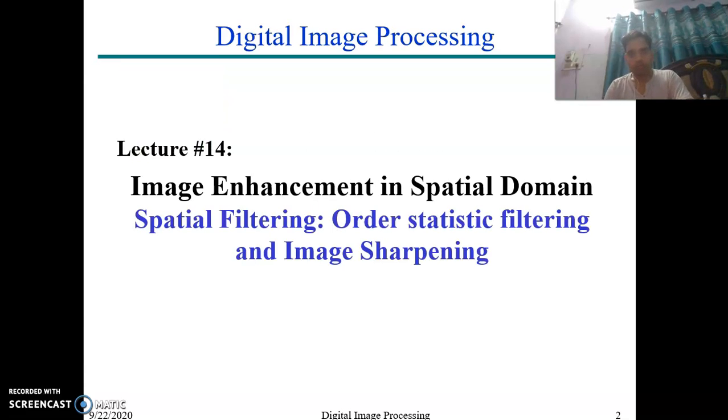So I have already told you that we will first talk about image enhancements in the spatial domain. And basically, enhancement is done using filters. So we will talk about the spatial filters, which will be used for the enhancement of images, and we will talk about the order statistics filters, and then we will talk about image sharpening. For sharpening, there are different types of filters. We will discuss it in the later part of the video. So first we will talk about smoothing using order statistics filter, and then we will talk about image sharpening.